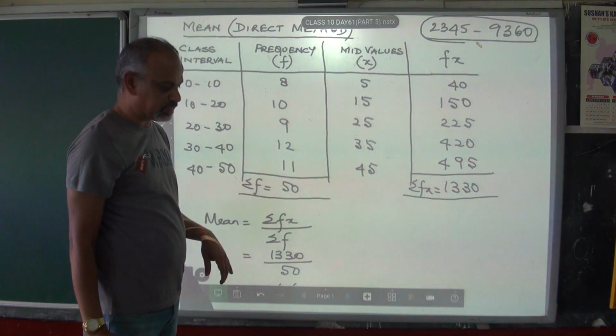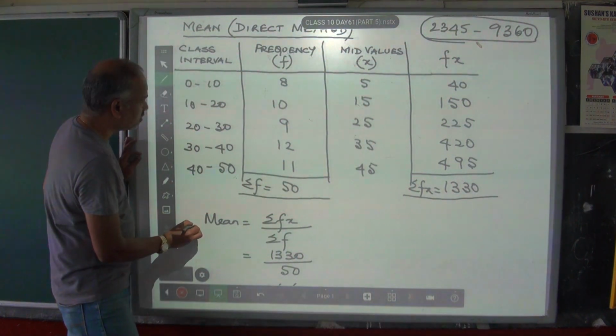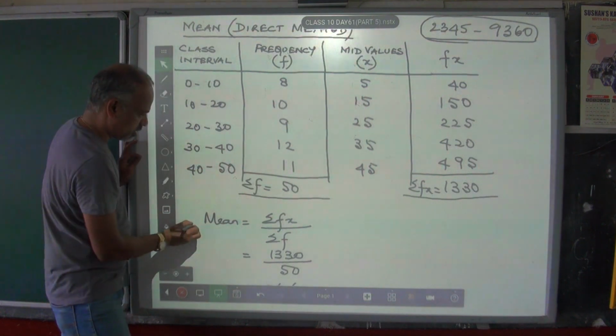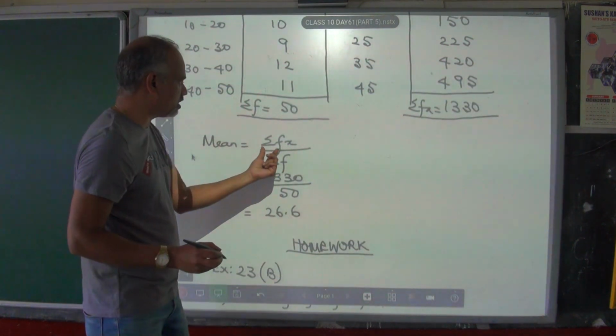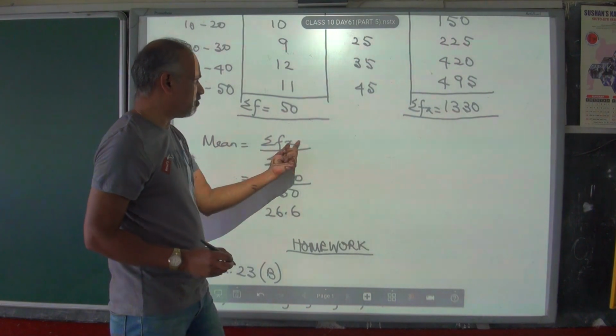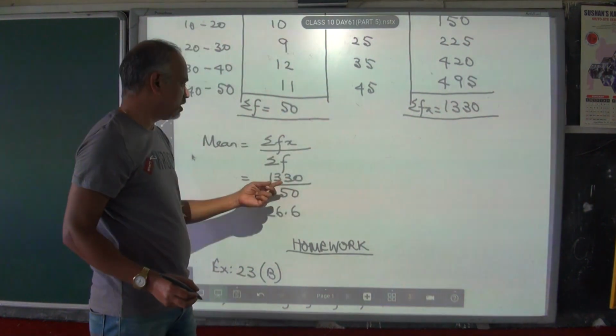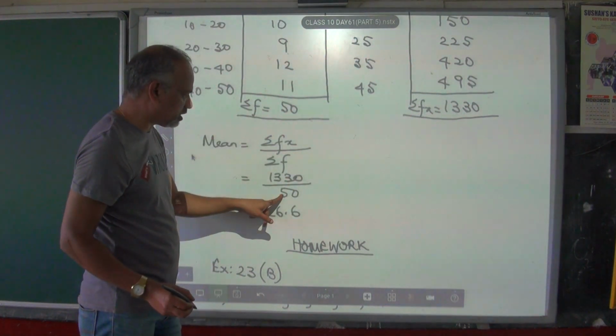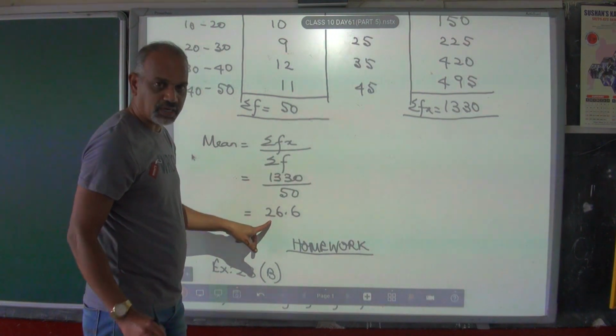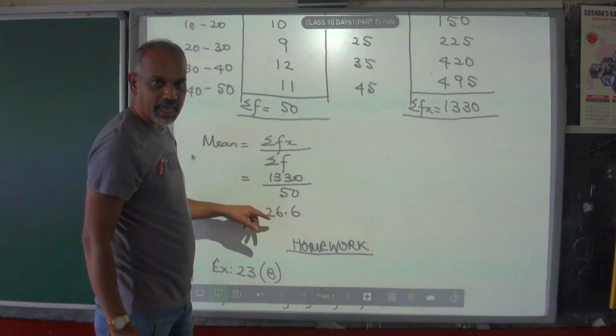Now substitute this in the formula. So your formula is mean is equal to sigma fx by sigma f. Sigma fx value is 1330 divided by sigma f value is 50. Simplify this, you will get 26.6 is the actual mean.